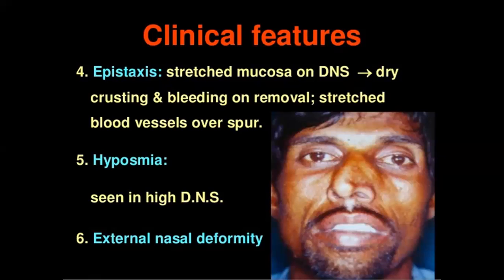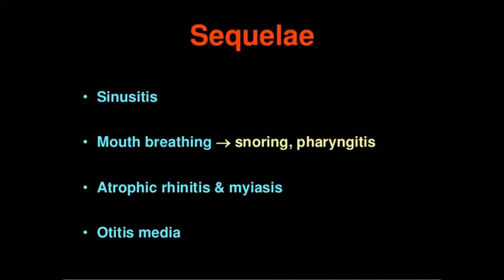Then external deformity. You can see the deformity like this. A deformed nose will be there. Then what will be the subsequent sequelae? Due to DNS, sinusitis, inflammation of the sinuses, would be there. And due to obstruction, mouth breathing will be there. Due to mouth breathing, there will be snoring. And due to that, chances of infection of the pharynx can cause pharyngitis.